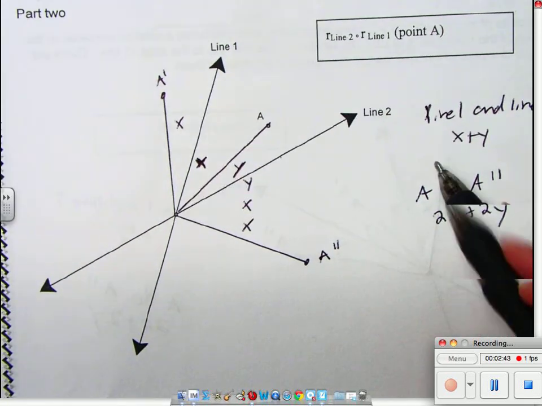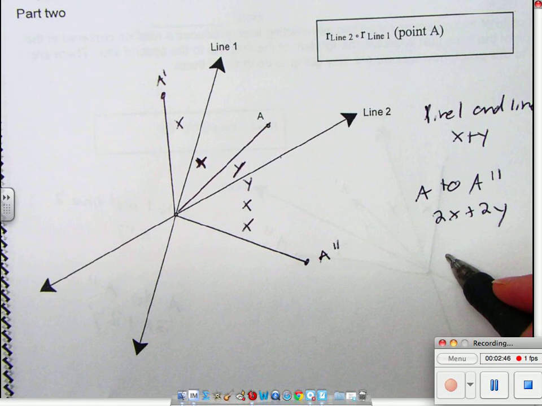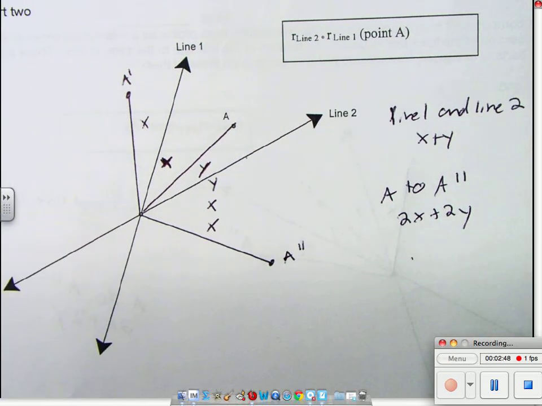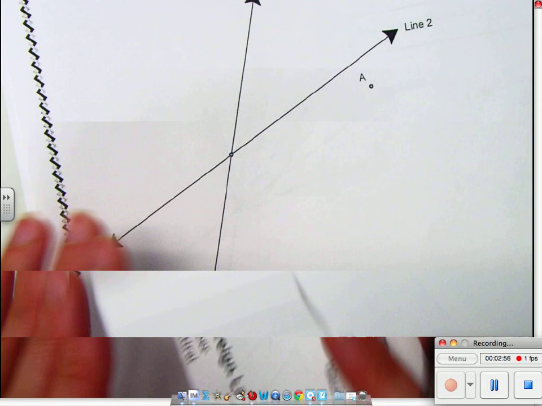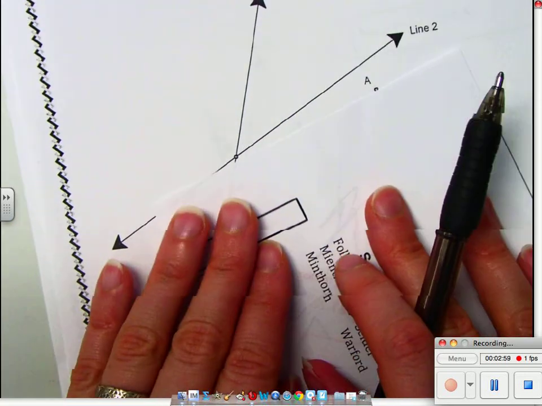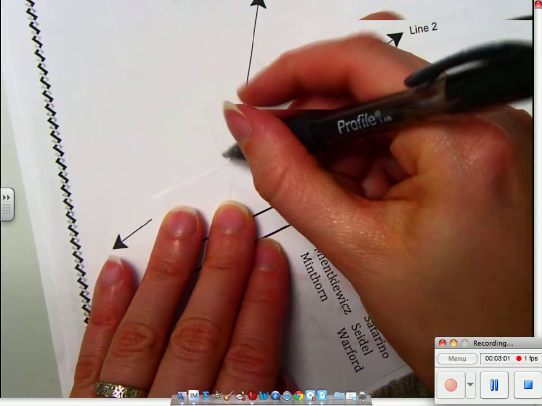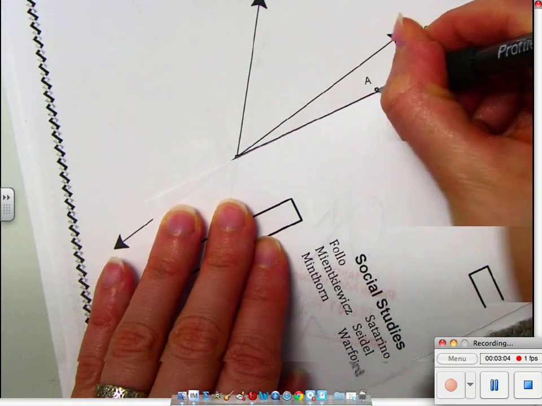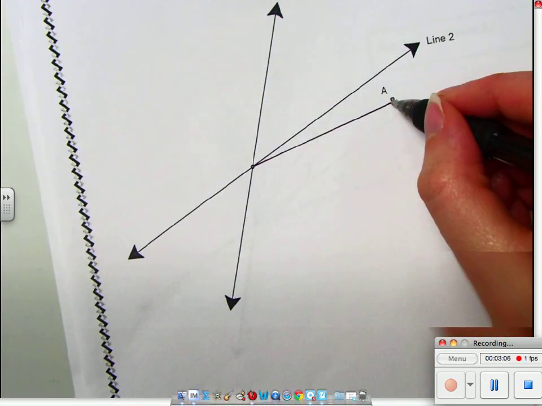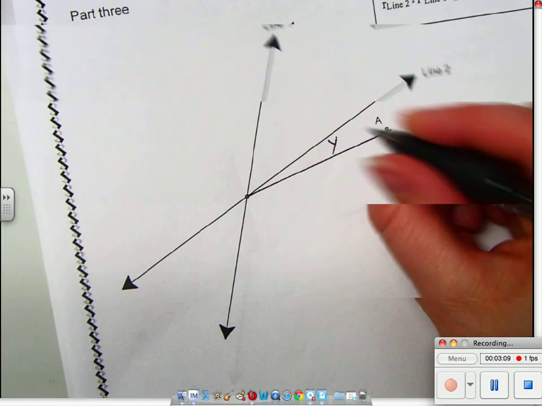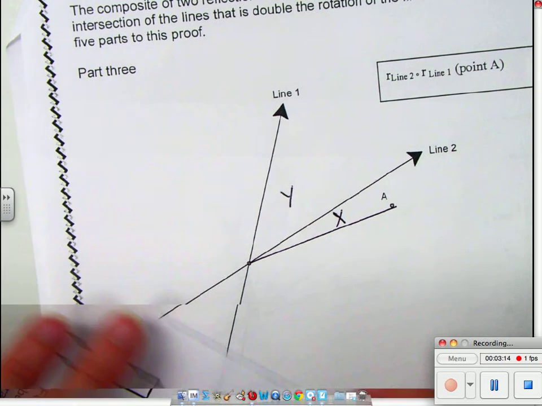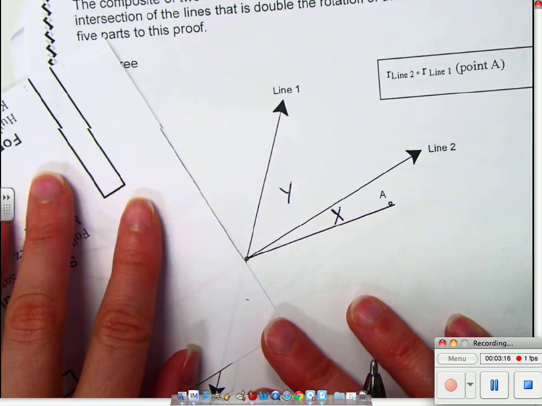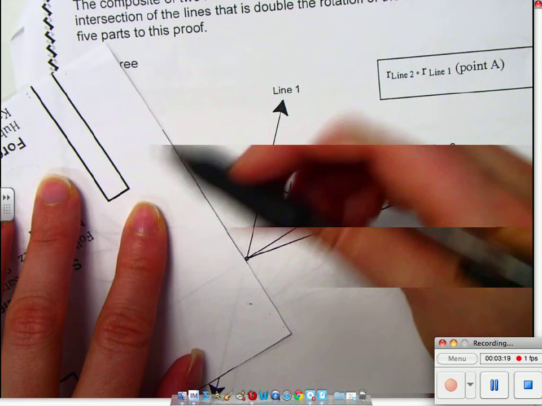So see how the angle is twice as big between line 1 and line 2 to A double prime. All right, let's look at the last one. Okay, first I'm going to draw a line from A to the point of intersection, just like the last one. Okay, I'm going to make A to line 2 x, and I'm going to make line 1 to line 2, the whole thing y. Okay, first thing I'm going to do is reflect that whole thing over line 1.